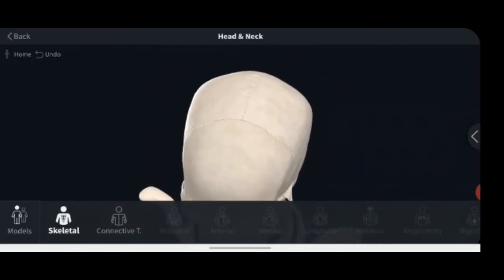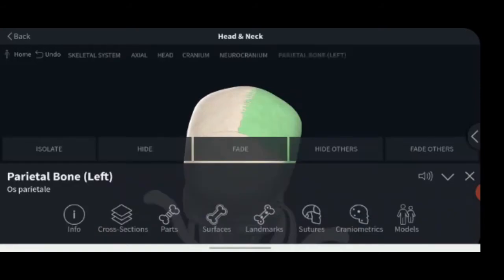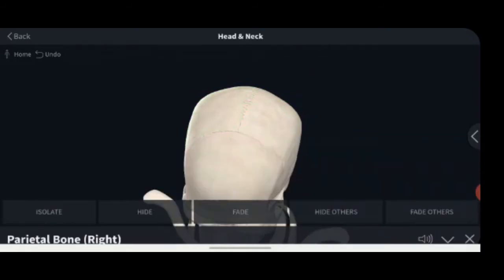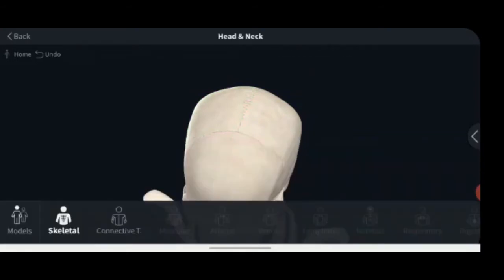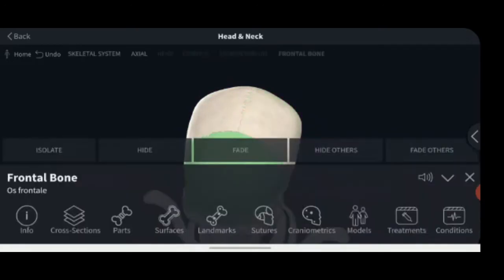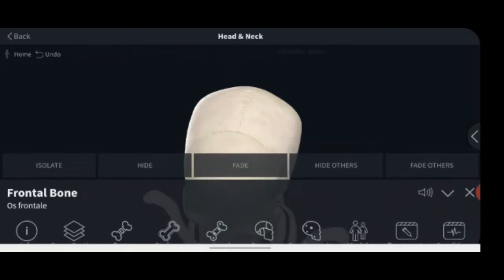Three sutures are encountered in the cranial vault: the sagittal suture between the two parietal bones. So these are the two parietal bones, they are connected with the sagittal suture. Then the coronal suture between the parietal and the frontal bone. So this is the frontal bone, and that suture is the coronal suture.